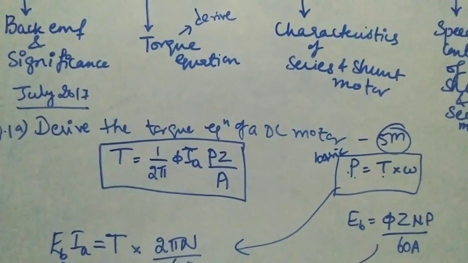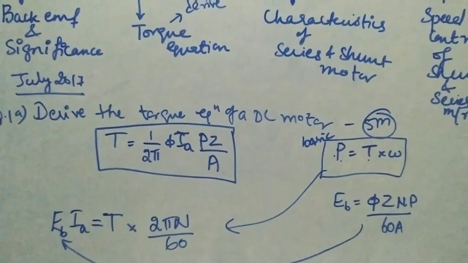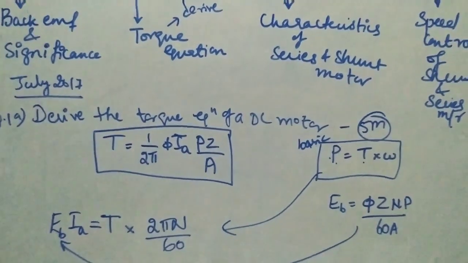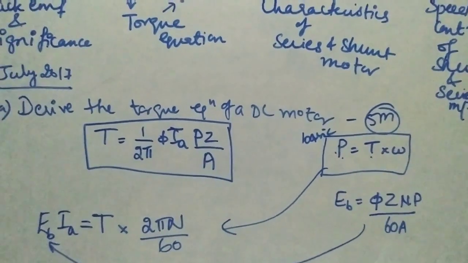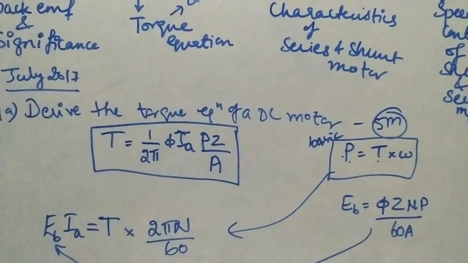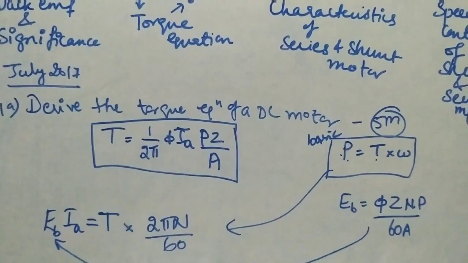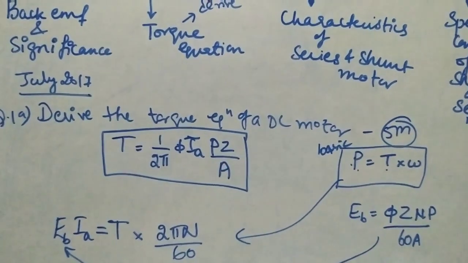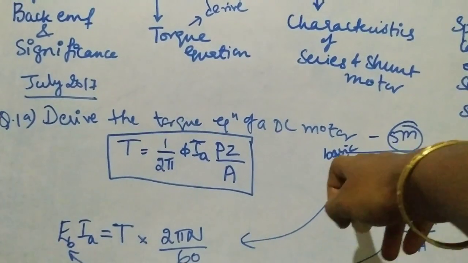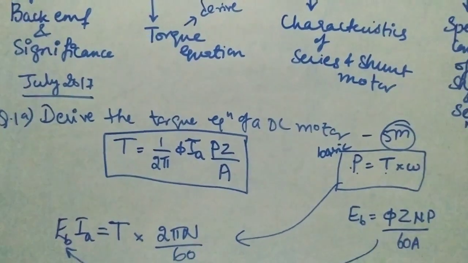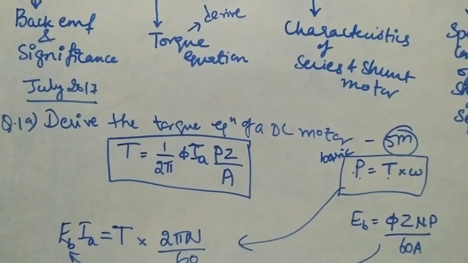But remember, how you need to prove that P is equal to T omega, you have to follow up the theory part. This is the easy technique: even if a student doesn't know anything, by making use of the basic formula, if you derive some part, some marks can be allotted. And those who want a full preparation should know how power is equal to T into omega is derived, so that you can get full marks. So this is about the torque equation.